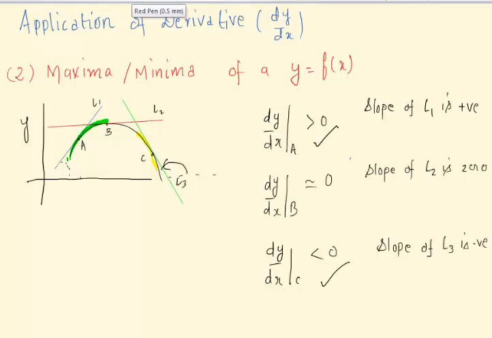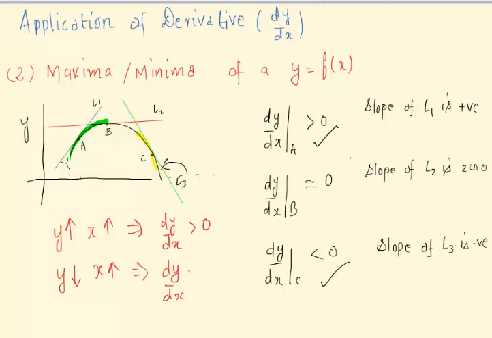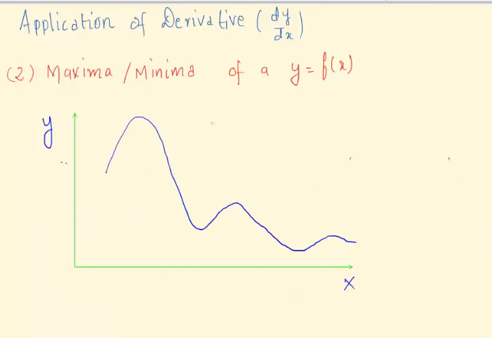Note a very important point here: if y increases as x increases, then obviously dy by dx has to be positive. If y decreases as x increases, then dy by dx surely must be negative because the slope of the tangent would make an obtuse angle with the positive x-axis in this case. Now consider a curve y equal to f(x) here, which changes with x in this fashion.